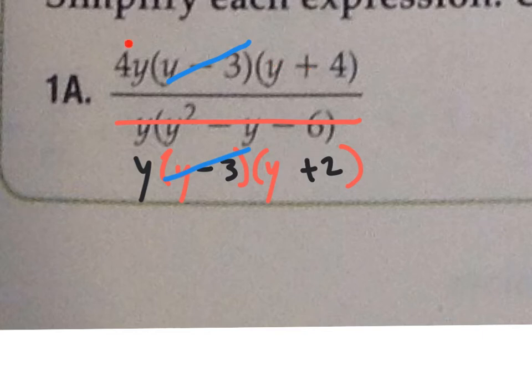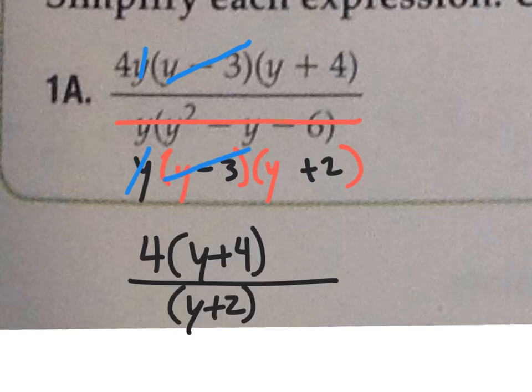And over here I have a 4y and a y. Could I cancel out this y with this y? Absolutely. Why? Because this is saying 4 times y, and this is just a y. There is no addition or subtraction involved. So I could cancel out this y with that y. So my final answer will be what's left over, which would be the 4 that's left over, the y plus 4, and the y plus 2. So that's your answer right there.